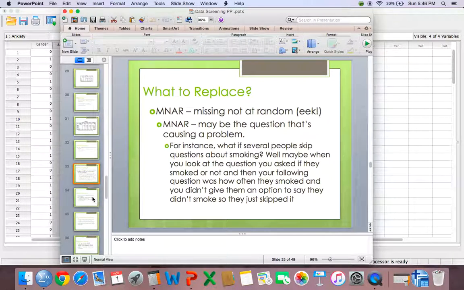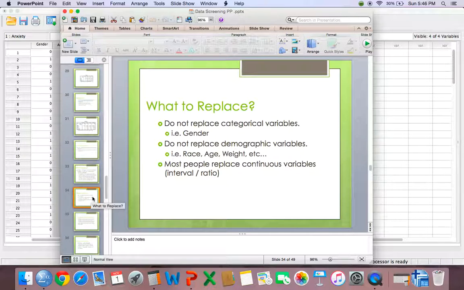Now, there is also other data that you can't replace besides MNAR, and that would be categorical data, so things like gender. You also don't want to replace demographic data, so things like race, age, weight, basically anything that is personal to them, because you don't want to guess what their race is or what their age is. So most of the data that is replaced is continuous variables, so interval and/or ratio.